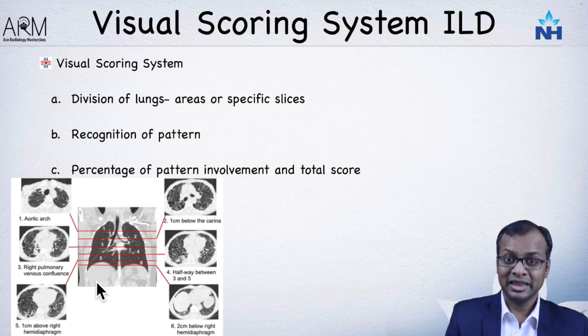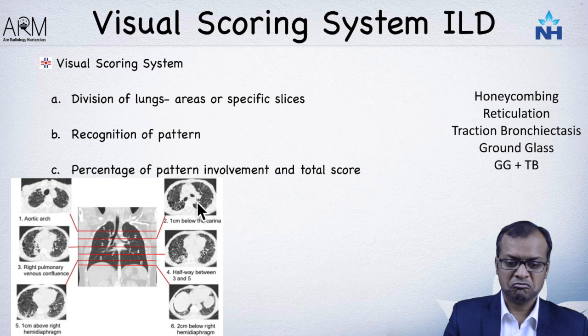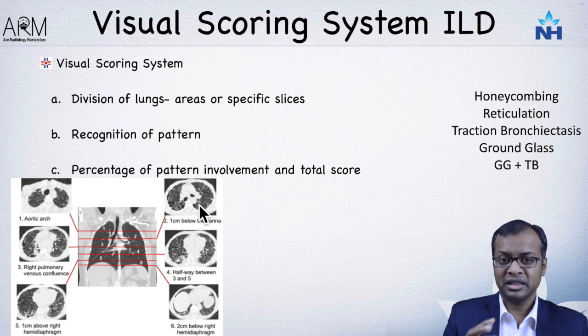Once you have seen this, what you're doing is looking for honeycombing, looking for reticulation, looking for traction bronchiectasis. Then, let's say in one particular image you're seeing honeycombing, say 1 centimeter below the carina, you have to say, I'm seeing honeycombing in 10% of the image or 20% of the image. So that becomes the honeycombing score for that image.